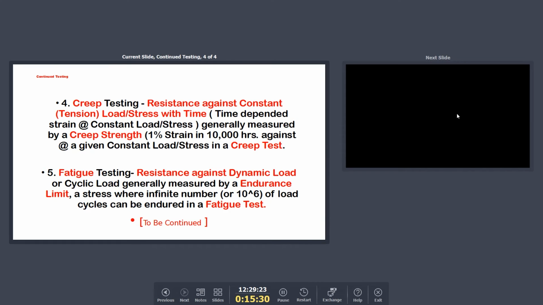Stress is a new term you are getting. We will discuss it when we come to the tension test. Creep is generally measured by a parameter known as creep strength, that is, 1% strain in 10,000 hours against a given constant load or stress.